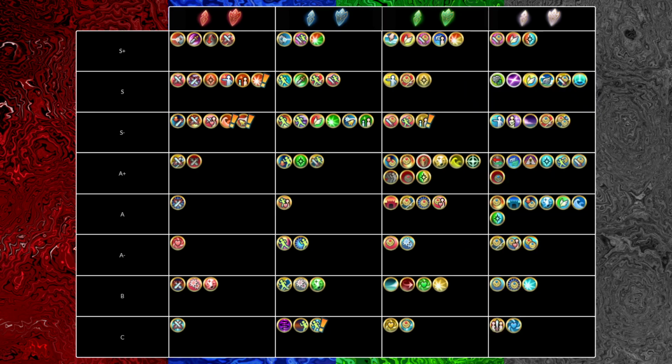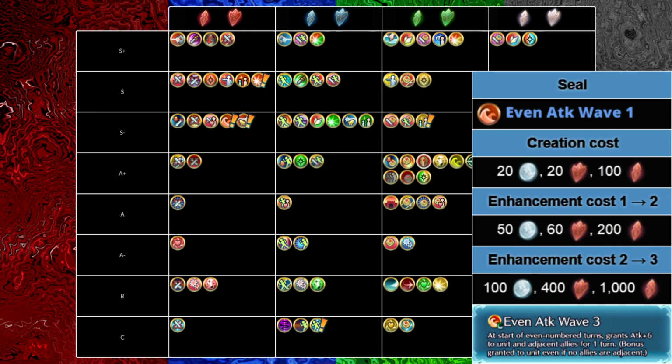Moving on to Even Attack Wave, as per usual, I'm going from worst to best. This is going to be a fairly quick video, I'll just say this. Even Attack Wave can be very good for a niche pick in terms of AA, if you want to have a self-buffing tool for blade tomes.